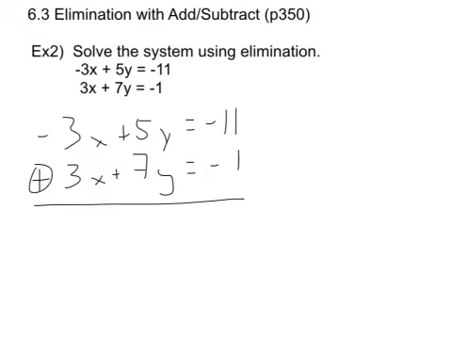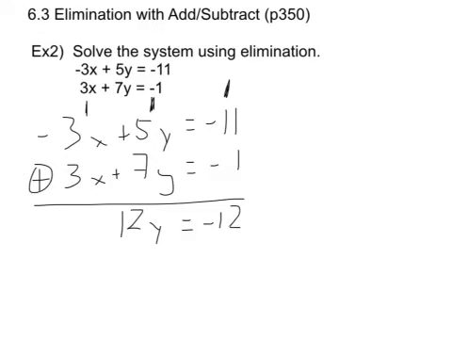So first I start out with negative 3x plus 3x. Well, I've got no x. They're really nice to me again. And then I've got 5y plus 7y. That is going to equal 12y equals negative 11 plus negative 1, which is negative 12.